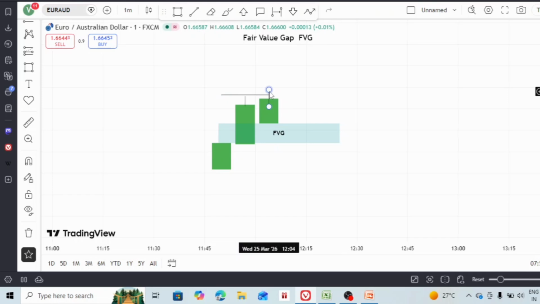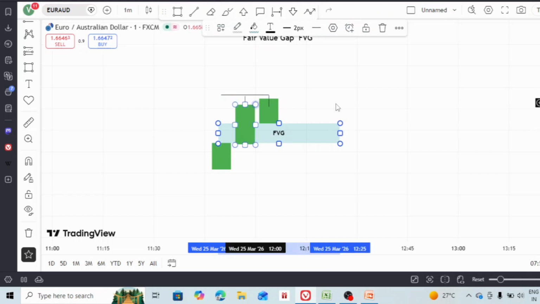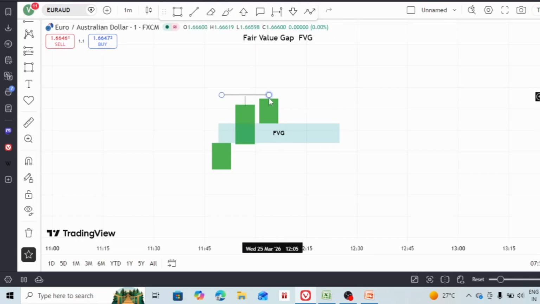It doesn't matter if it has broken our previous candle or not. If there is a gap, then this will be called the fair value gap.